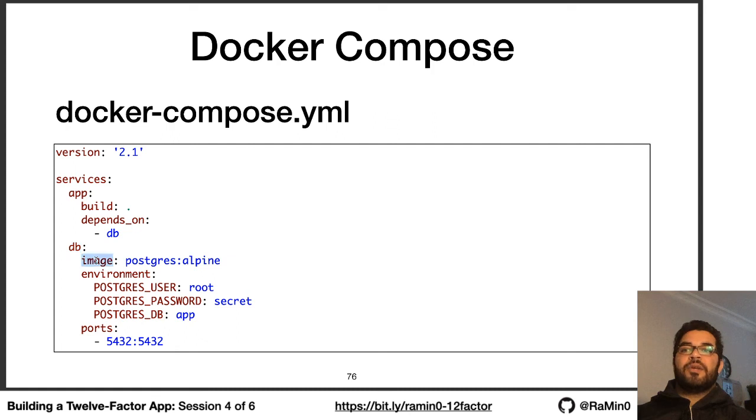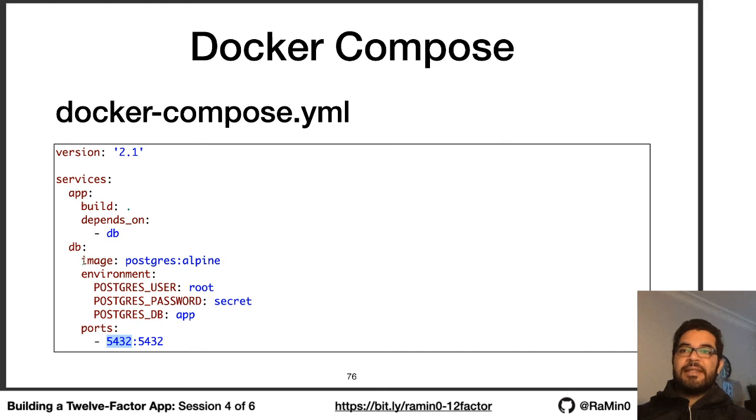It's just a container running the Docker image coming from Postgres with the tag Alpine. So this is the Postgres server, similar to the one we used in the last session, and then it instructs this container to run with these environment variables: the Postgres user root, the password secret, and the DB app. And then it tells it to expose port 5432 so that we are able to access it from the outside world, from our machine.